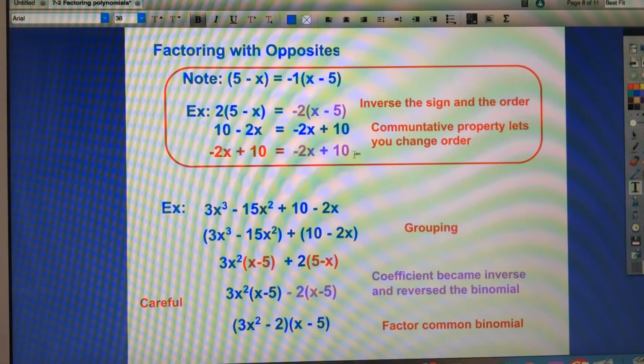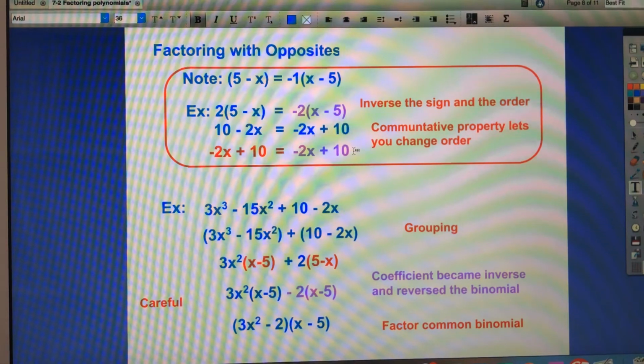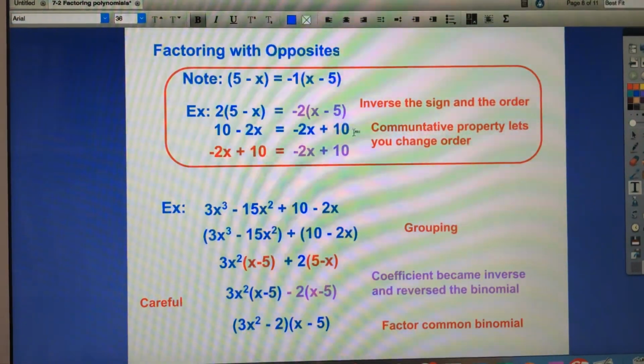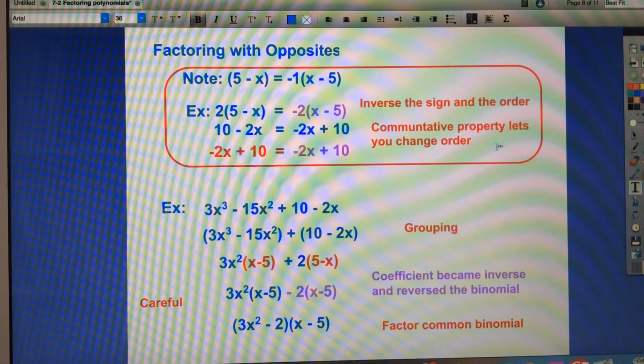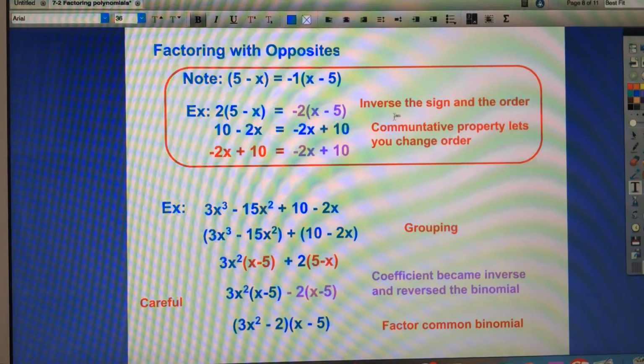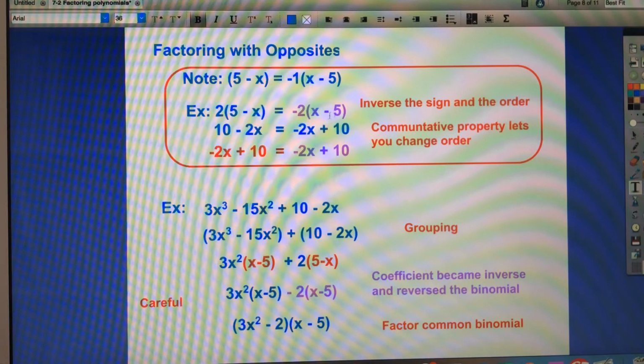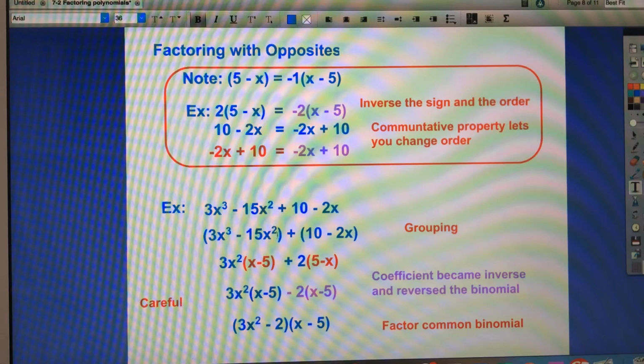Do not just say, oh yeah, that's easy, because it's not easy. I know it's not easy. The commutative property, though, lets you change the order, and inversing the sign and the order. Remember this, as long as you do one thing to both sides, it all works out. It does. So here I take 3x to the third minus 15x squared plus 10 minus 2x.